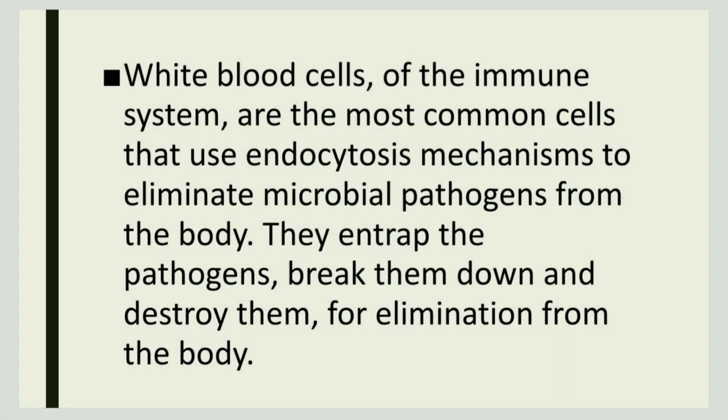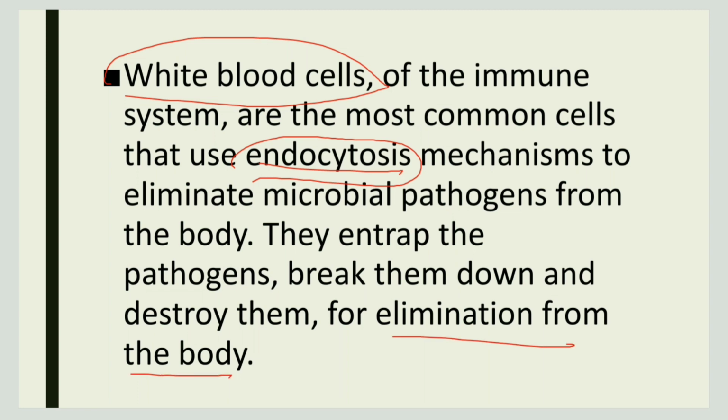Now let us discuss the most important and most common example of endocytosis. A microbial pathogen enters inside a body through the process of endocytosis, and these pathogens are entrapped and broken down by the white blood cells, after which they are eliminated from the body. So when a pathogen enters into a body, it is through a transport system called endocytosis, and after they have entered, the white blood cells break them down and destroy them, and finally these pathogens are eliminated from the body.